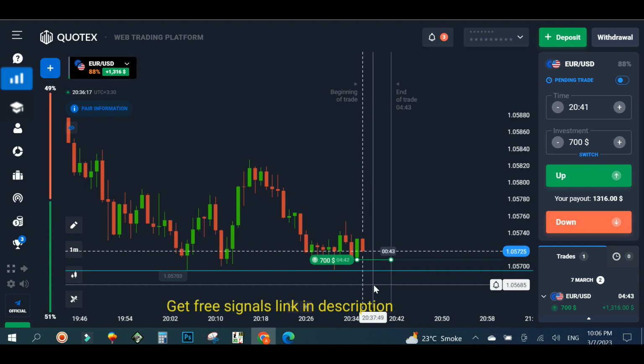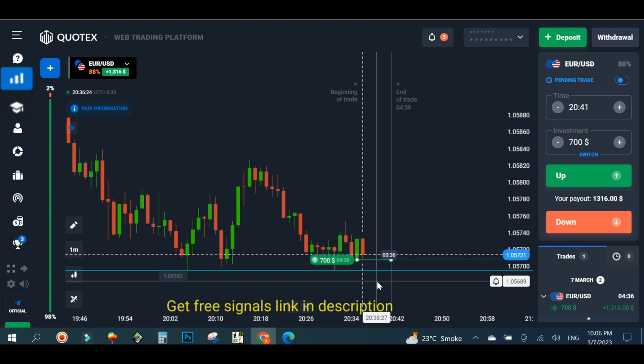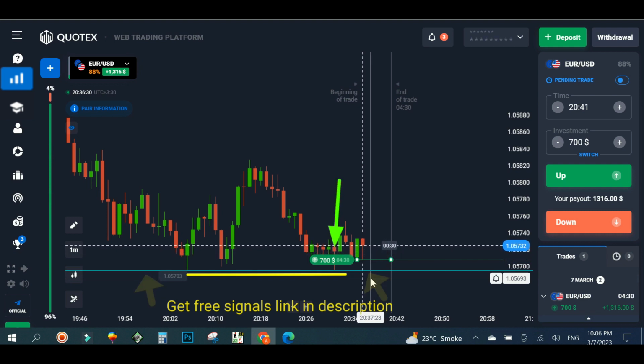There are three reasons for me to take this trade in the upward direction. First, a double bottom. Second, a powerful support area. Third, a hanging man candlestick.